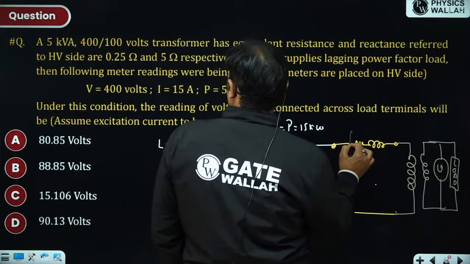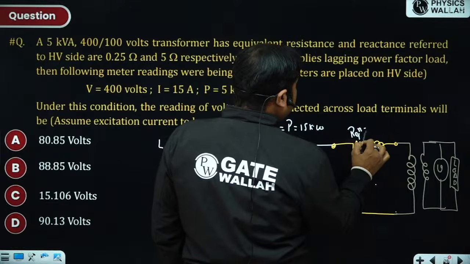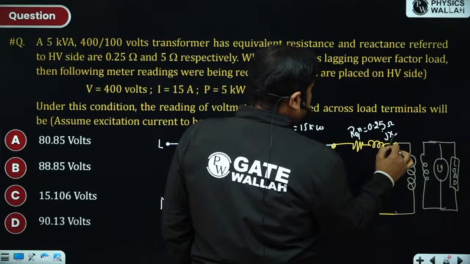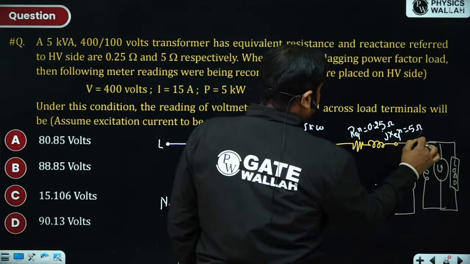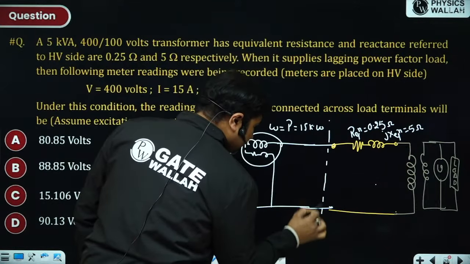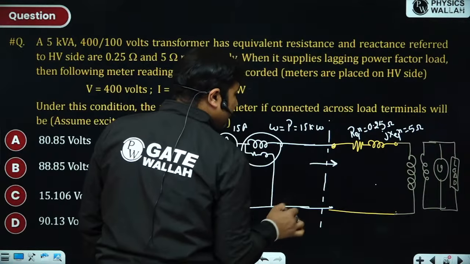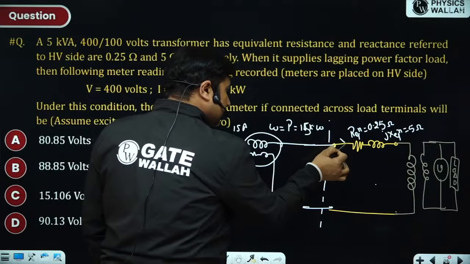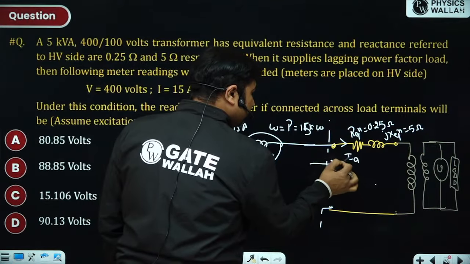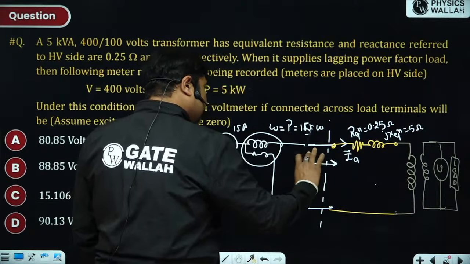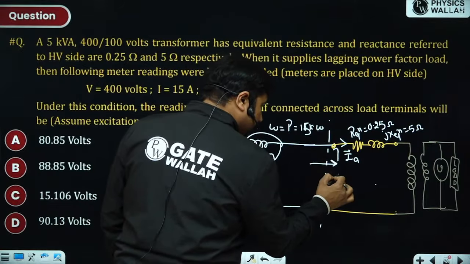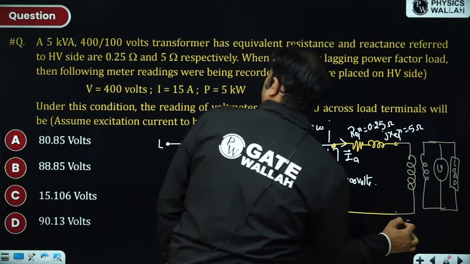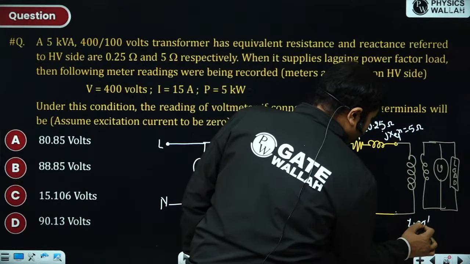So R equivalent is 0.25 ohm and X equivalent is 5 ohm. Can you find the power entering the transformer? Yes, sir, 15 kilowatt. Can you find the current entering the transformer? And the voltage input to the transformer? Yes, sir, 400 volts. This transformer is designed for 400 by 100.